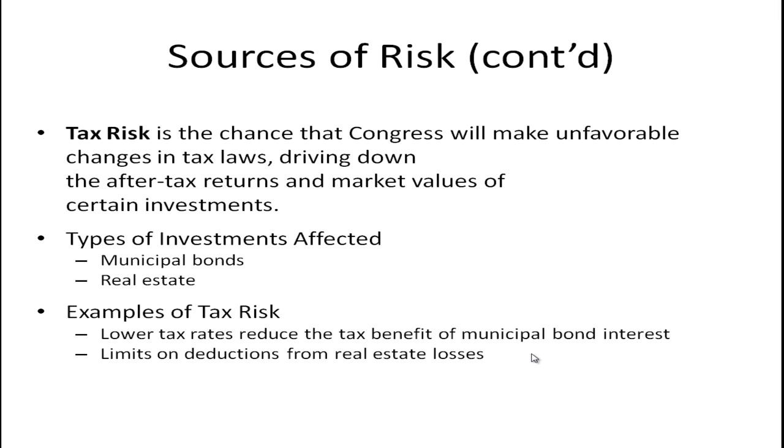Okay, tax risk. We don't think about this a lot, but Congress can change laws, and they talk about it all the time. For example, they may limit or get rid of the mortgage interest deduction, which would make real estate less desirable. They may change the rules on IRAs and some of these retirement accounts. You may be familiar with a Roth IRA.